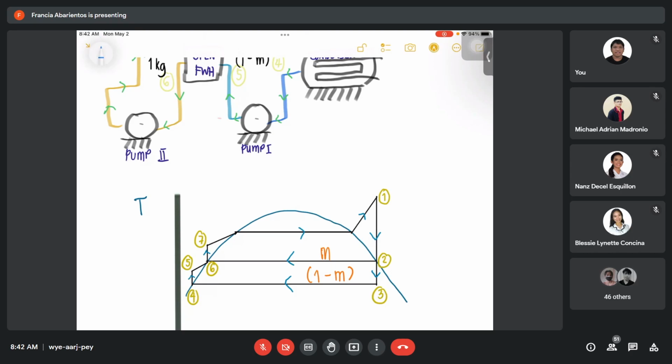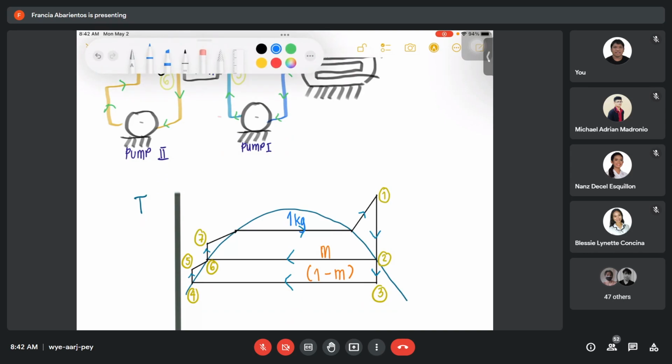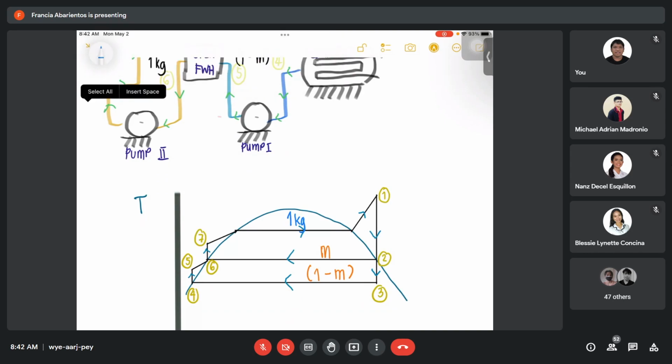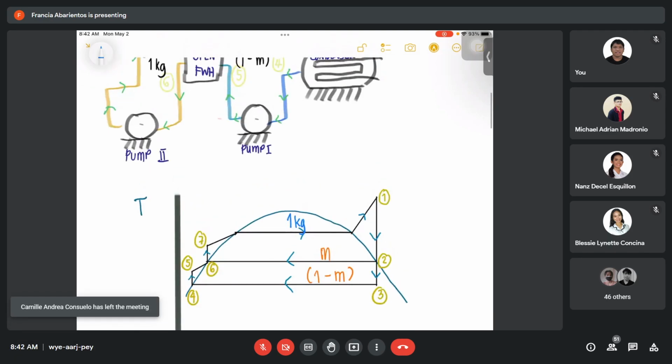So, this is 1. Considering that it is a 1 kilogram mass. Okay? So, after that, that's the 1 kilogram mass entering process 1 to 3. What happens here is that, as I said, it goes to the open feed water.